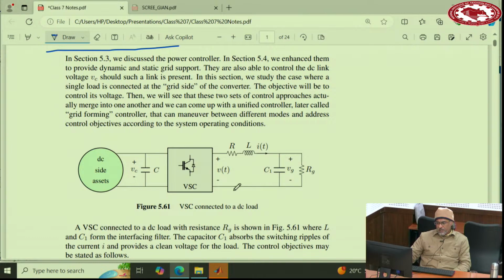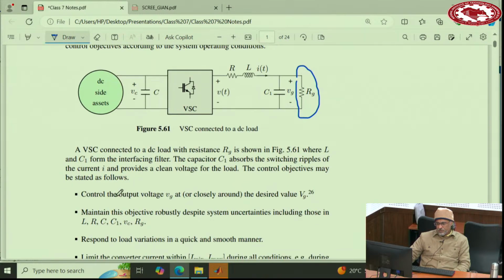And our objective now is not to feed power. Our objective is to control the voltage across this load. This load is supposed to receive a given amount of voltage, let's say 400 volt, 300 volt, whatever, and then we want to make sure that this load receives that voltage. So control the output voltage vg at or closely around the desired value of capital VG. So capital VG is for the desired value, lowercase vg is for the actual value.